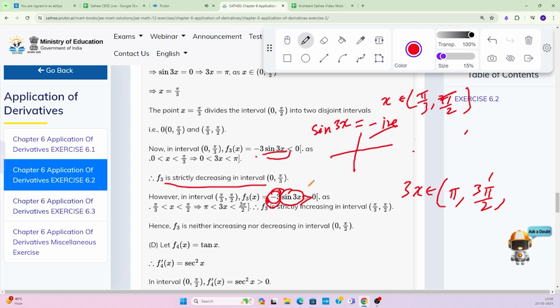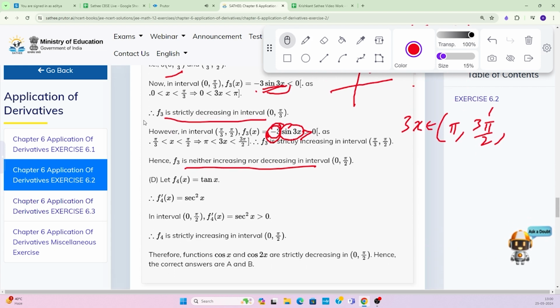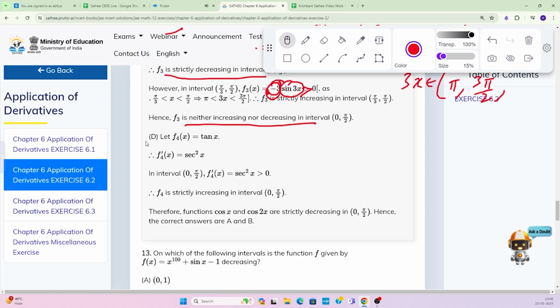It will be positive. But at 0 to pi by 3, you found out that your f prime is negative, whereas in this interval your f prime is positive. So this means it is neither increasing nor decreasing. This is what is written over here. Neither increasing nor decreasing. Clear?